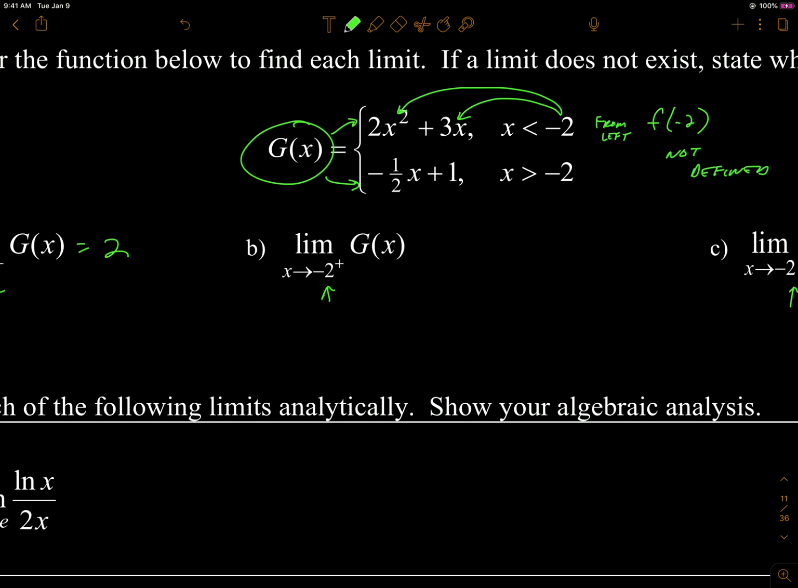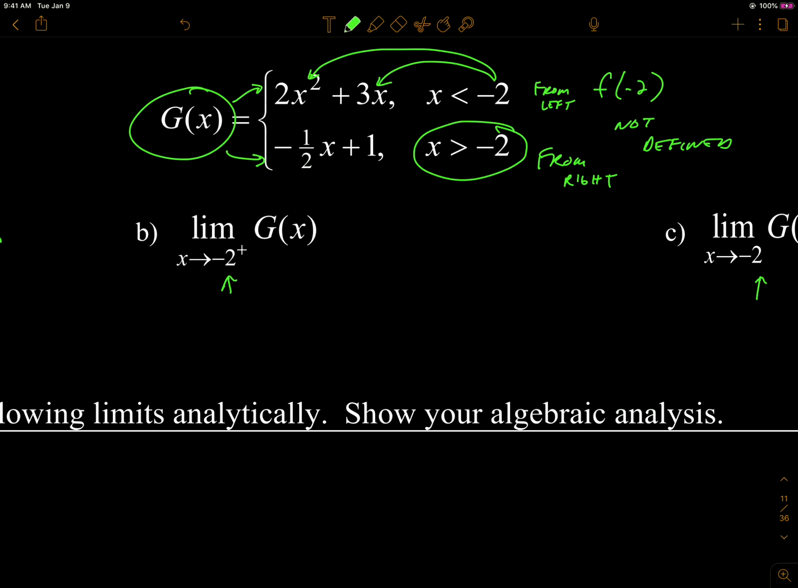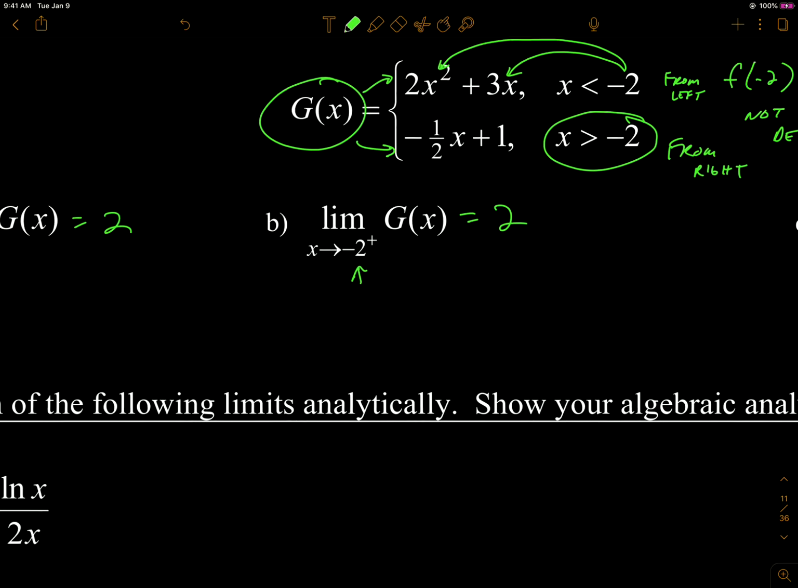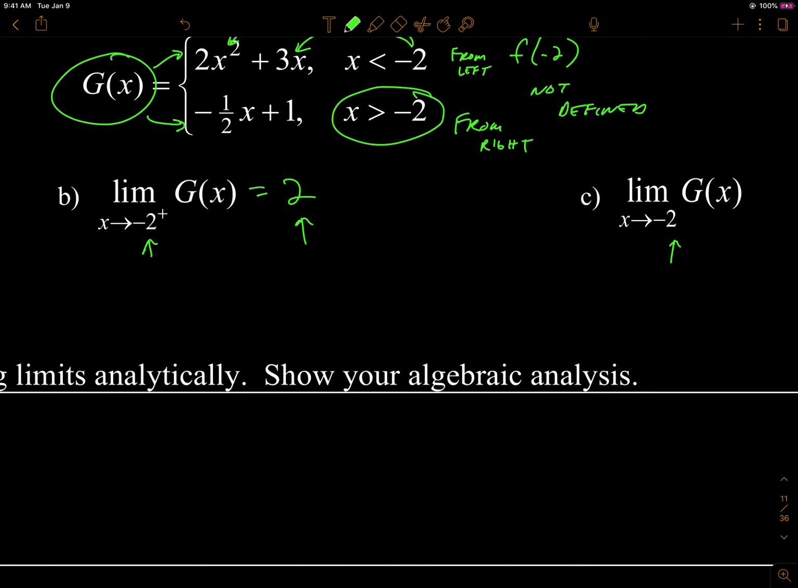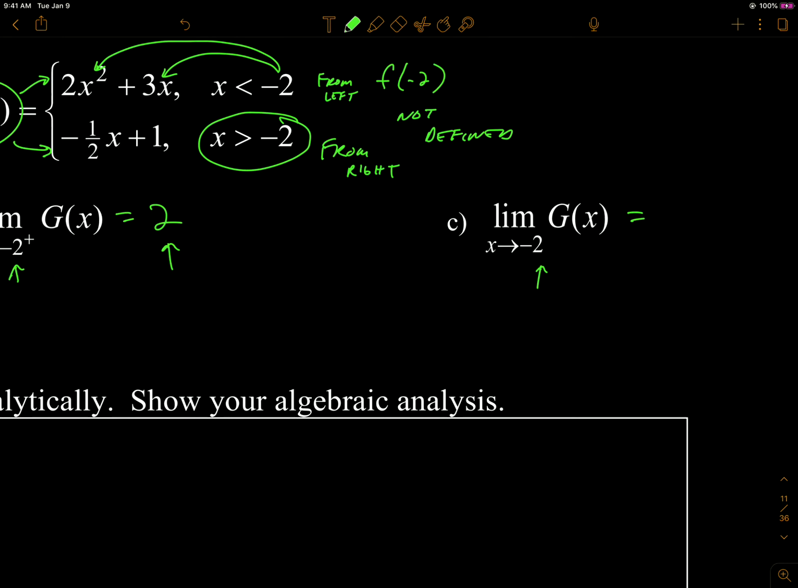Now from the right, that means my x values are coming in from the right side. So I'm on this piece now, because my x values are bigger than -2. So these would be the x values on the right side of -2. So if I plug -2 into that, I think I get 2. So the limit from the left is 2. The limit from the right is 2. So then I know the limit is 2.